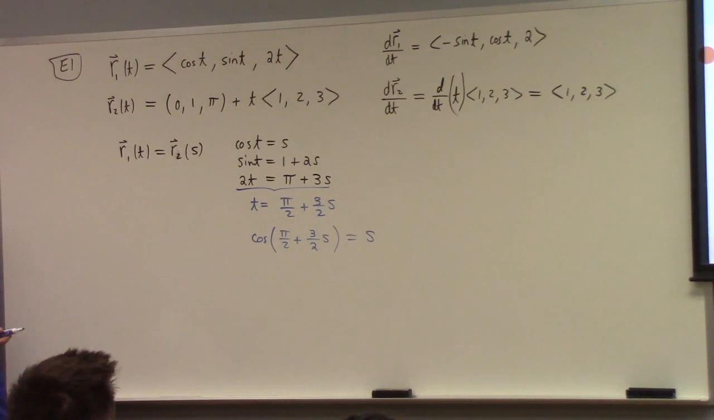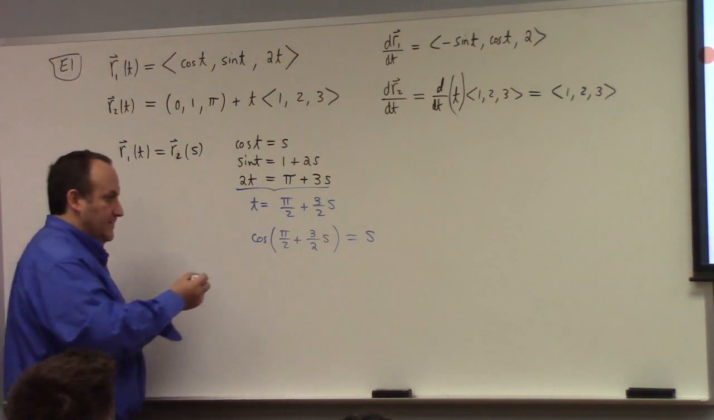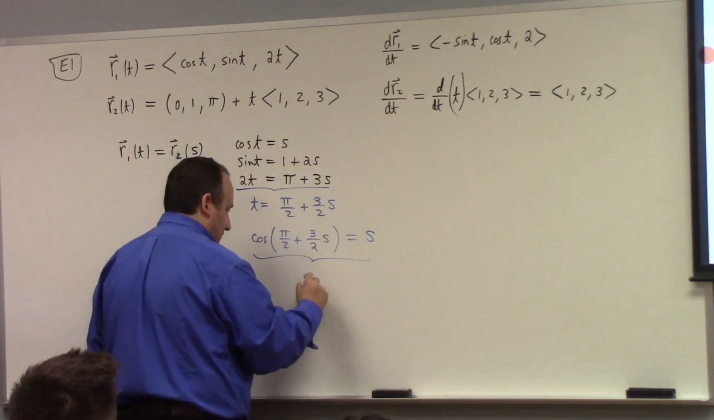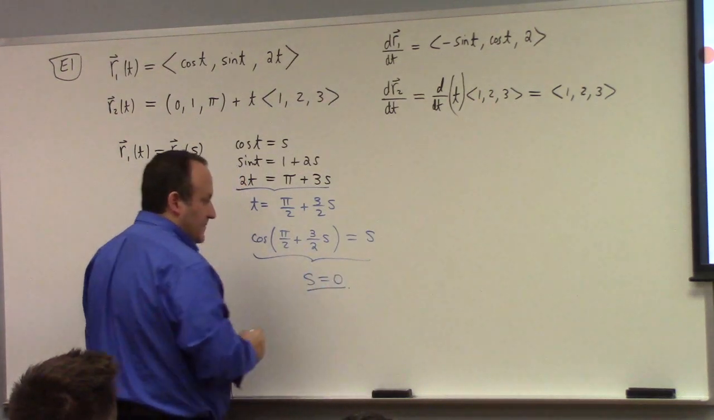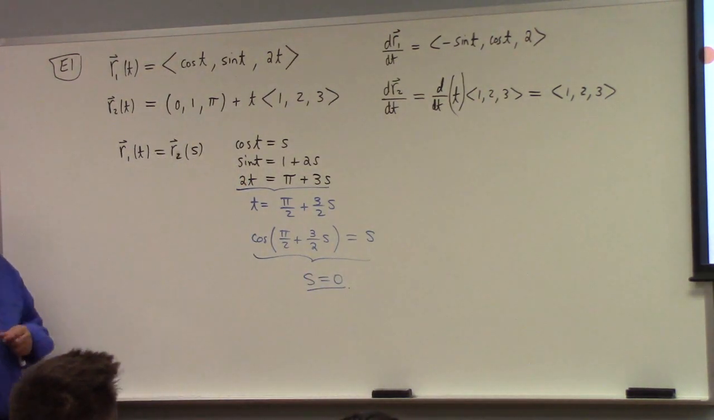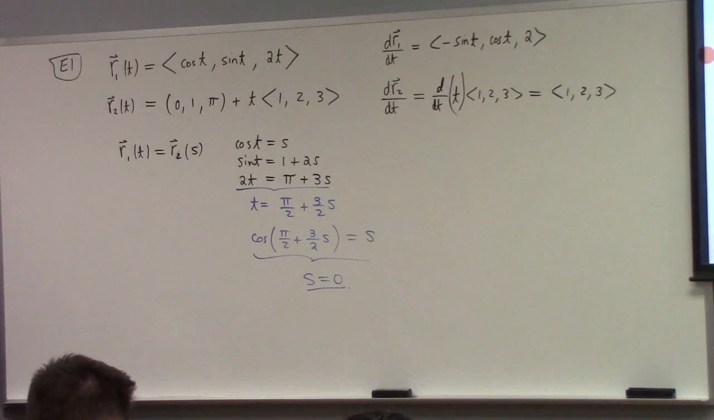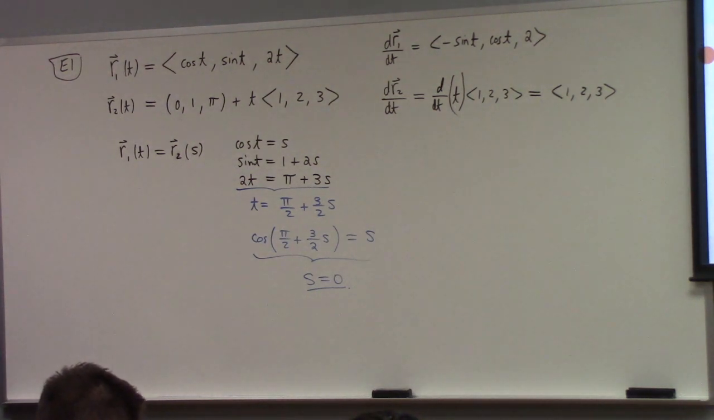So one obvious solution to this, right, is what? S equals 0. Yep, s equals 0 solves that, because we know cosine of pi over 2 is 0. If you take the inverse cosine of both sides of that, you'll get pi over 2 plus 3/2 s equals pi over 2, which gives s equal to 0. So that has s equal to 0.